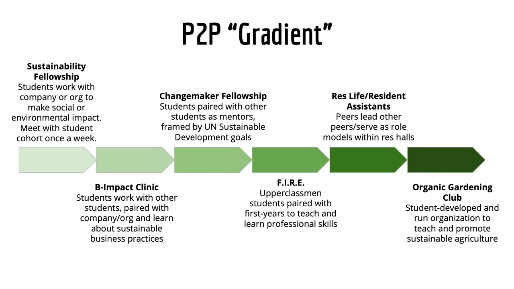On the far right-hand side of the gradient, we have the Organic Gardening Club, which shows that other kinds of peer education can occur in a more informal, entirely student-based structure. And everything in between shows that other kinds of peer education can have a mix of more formal, administrative-based support or more informal, student-run activities.